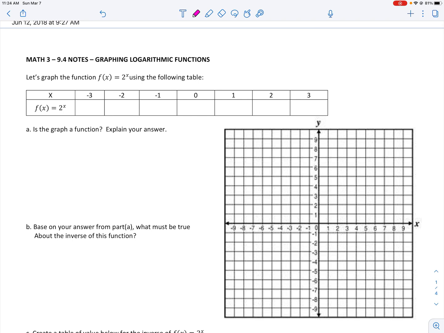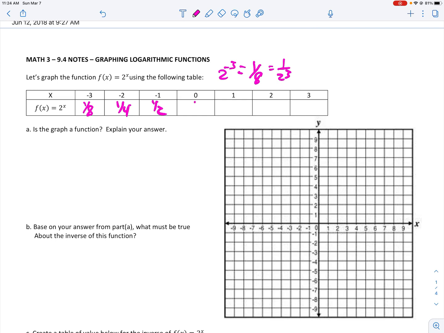So 2 to the x, if we have 2 to the negative 3, that would be 1 over 8. Right? Because that's 1 over 2 cubed. So 2 to the negative 2 would be 1 over 2 squared, so that's a 1/4. 2 to the negative 1 would be 1 over 2, so 1/2.